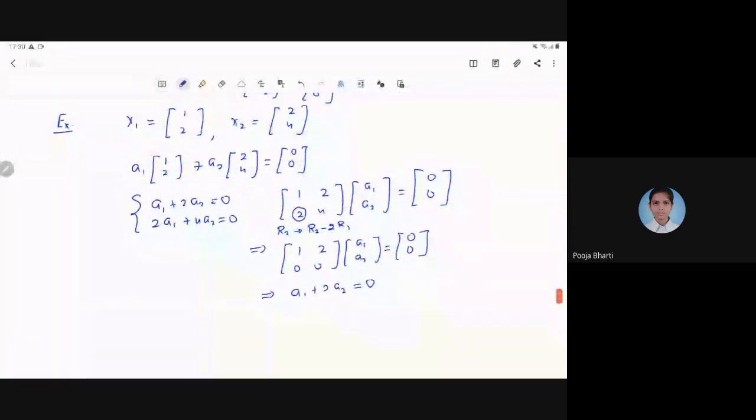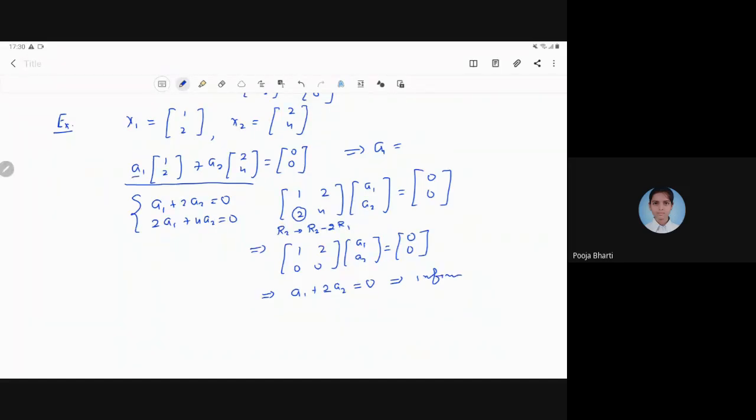So do you think that it has only one solution or infinitely many solutions? Infinitely many. It means this combination is 0 for some non-zero values of a1, a2 also, right? So you are not getting only the trivial solution, you are getting other solutions also. So in this case, the vectors are dependent. Is this clear? Because the system has only one equation in two variables, there are infinitely many solutions.